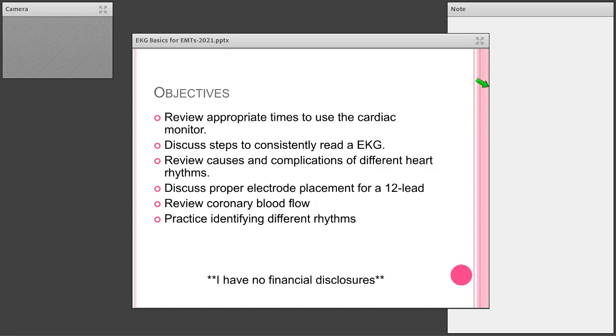So here we go. We do have some objectives. We're going to review the appropriate times to use a cardiac monitor as an EMT or as an EMS provider in general. We're going to discuss the steps to consistently read an EKG strip. We're going to review the causes and the complications of different heart rhythms, so if you recognize them, what kind of questions you should ask about possible causes and some different treatment options. Discuss how to put on a 12 lead on a patient, review coronary blood flow, and then at the end practice identifying some different rhythms.